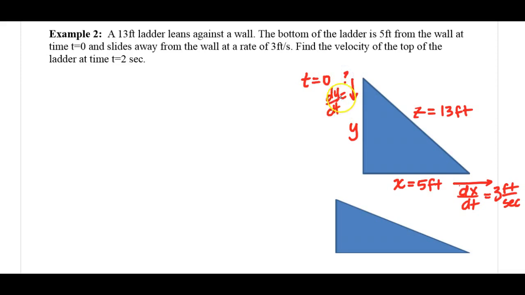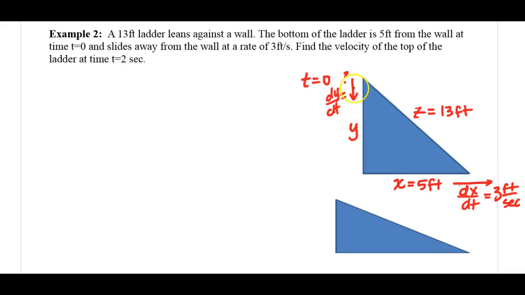That's what I want, but specifically when time is 2 seconds. So not at this starting point, not at time 0 where the ladder's just resting against the wall, 13 feet long, and the base is 5 feet from the wall. I want to know what's happening 2 seconds later. And a lot of students are going to think, well, if I pull the bottom at a rate of 3 feet per second, then the top is going to be moving at the same rate of change.